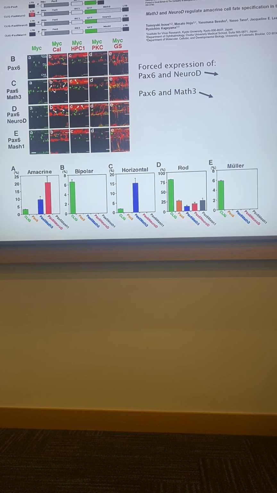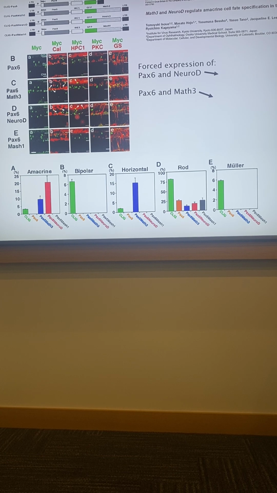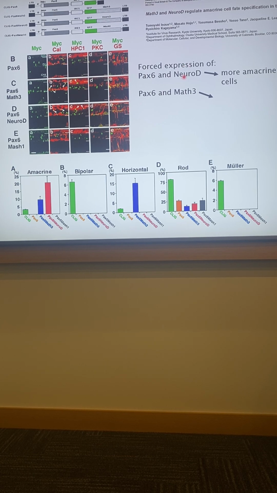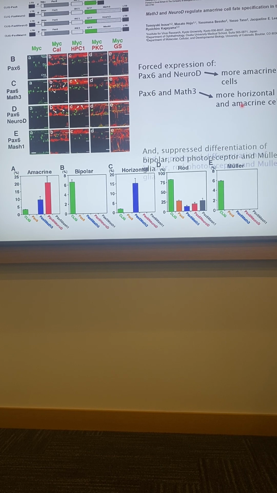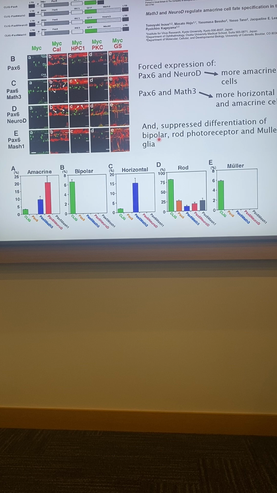Conversely, if they use viruses to overexpress PAX6 and Atoh3 or PAX6 and NeuroD, same thing. If you get forced expression of PAX6 and NeuroD, you get more amacrine cells. If you get forced expression of PAX6 and MATH3, more horizontal and amacrine cells, and you get suppressed differentiation of bipolar cells, rod photoreceptors, and Müller glia. Again, balancing act, shifting cell types around. That's the only point here.